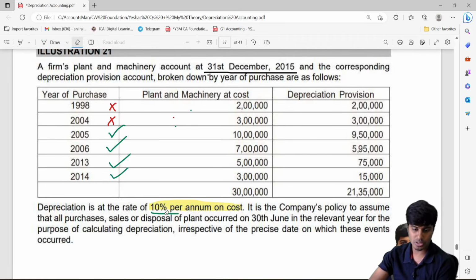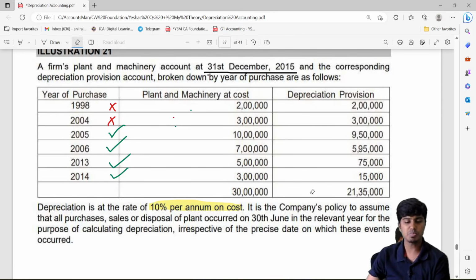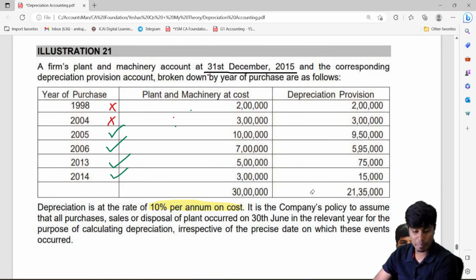Let us do it on cost. Not an issue there. And what do we have after that? The company's policy is to assume that all the purchases, sales or disposals of plant occurred on 30th June.